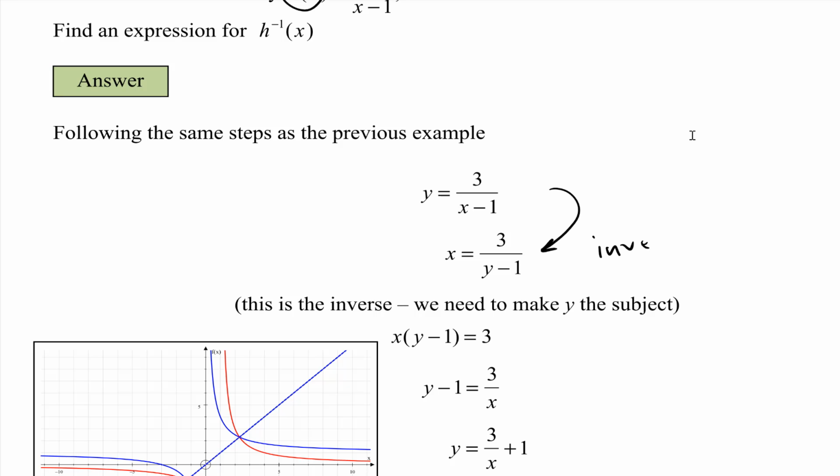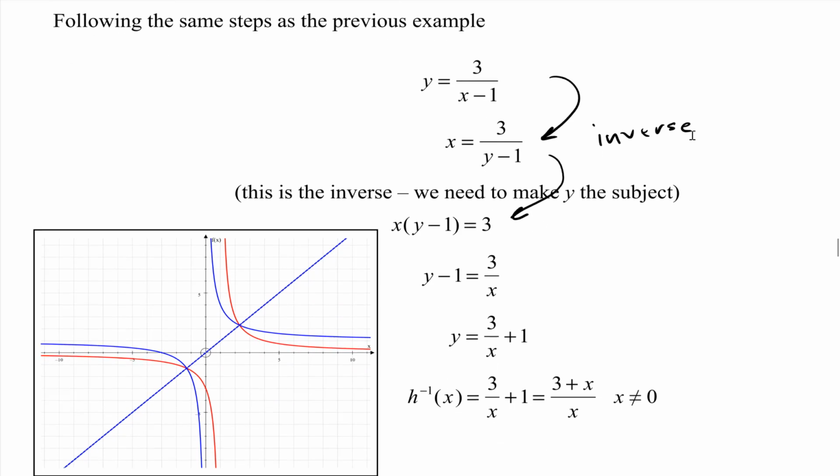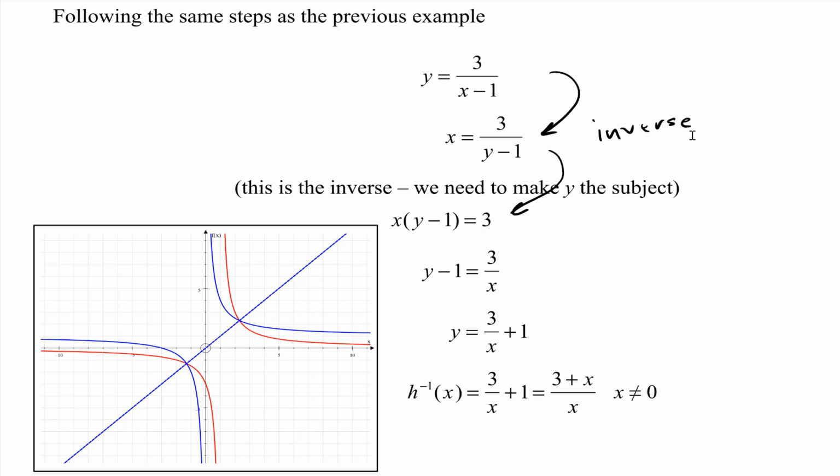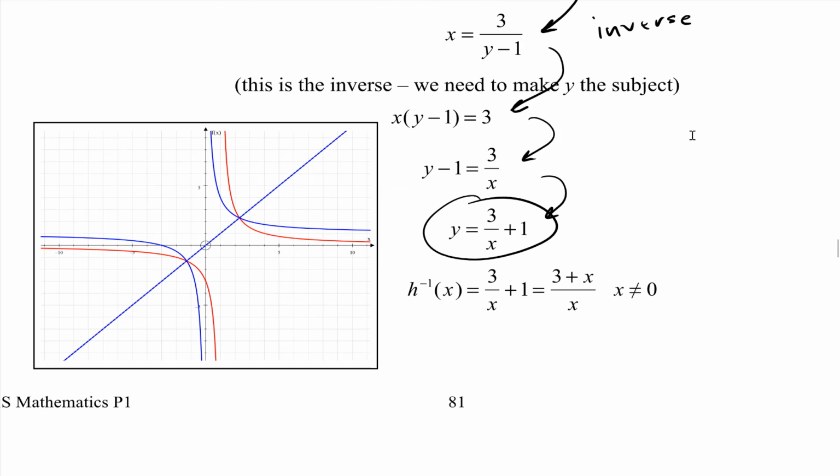But we want to, of course, write that in terms of x, so we just need to rearrange it. So multiply both sides by y − 1 gives us this. Then we're going to divide both sides by x. Remember, I'm trying to get y on its own, and then add 1. So that is the inverse function, and we just rewrite it. h to the minus 1 of x is 3 over x plus 1.